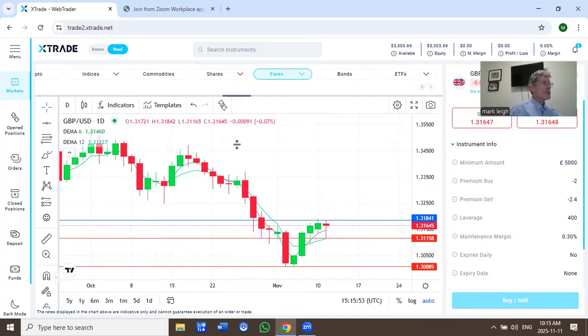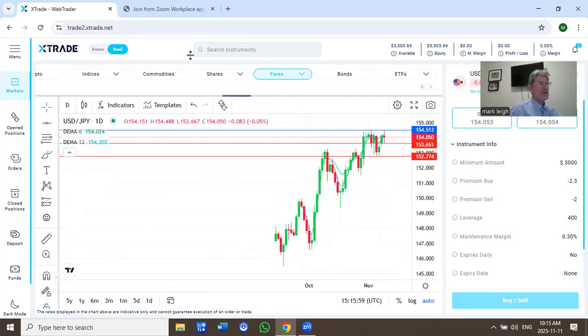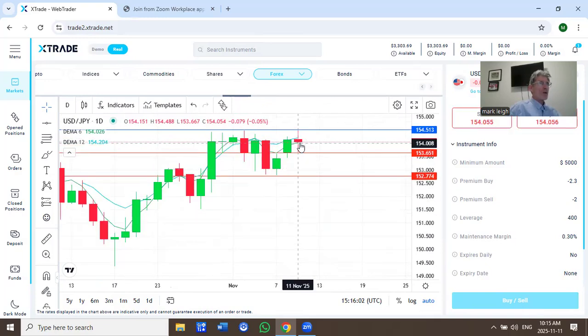Let's have a look at the US against the yen. Kind of sitting back where it started at yesterday's close. Buyers and sellers have tested higher and lower. I've got support at 153.65 and I've got resistance at 154.51. Interesting, the resistance area has been tried several times over the past week and a half.